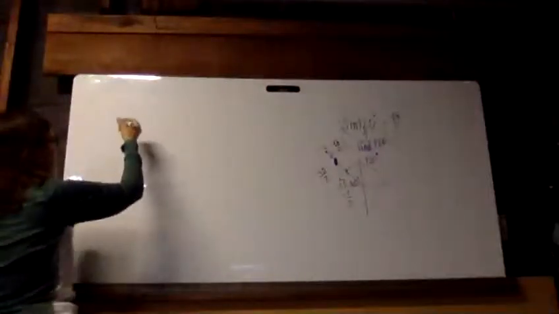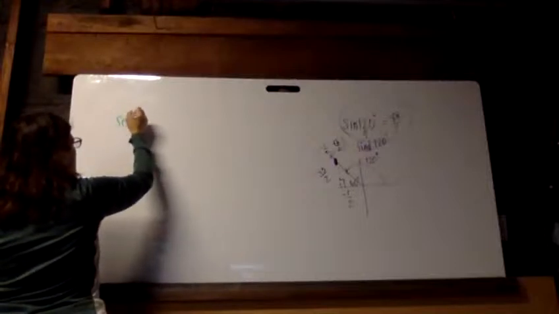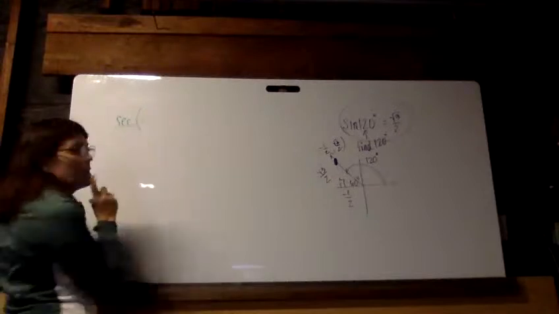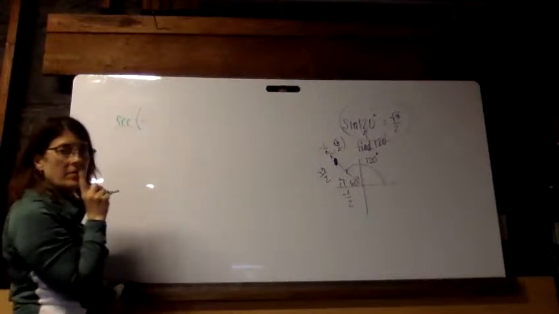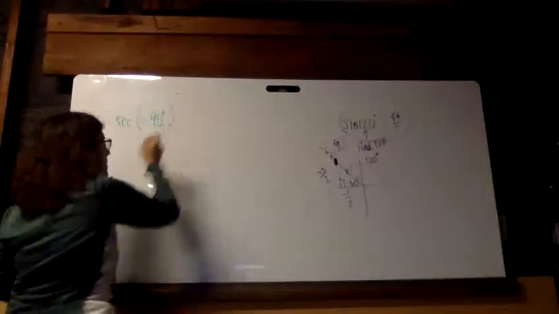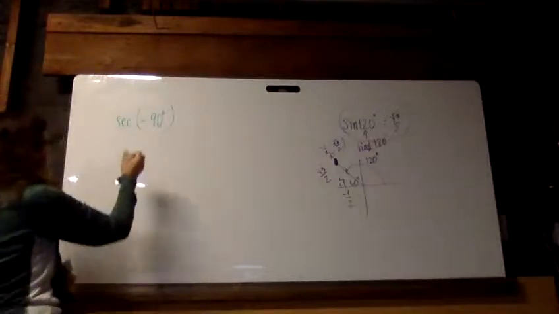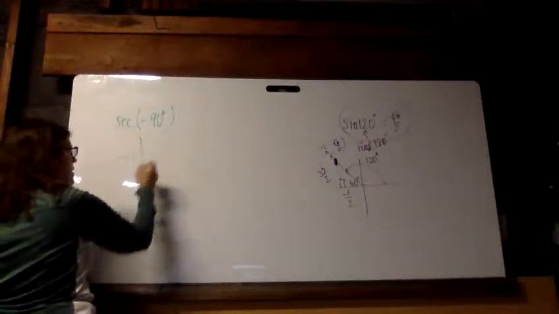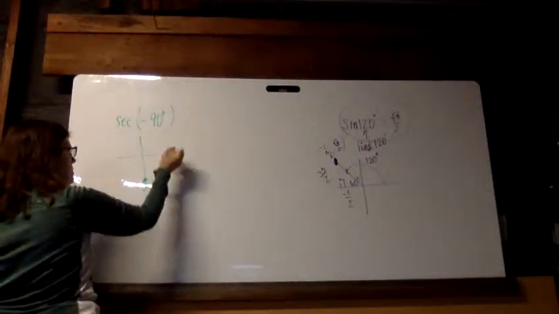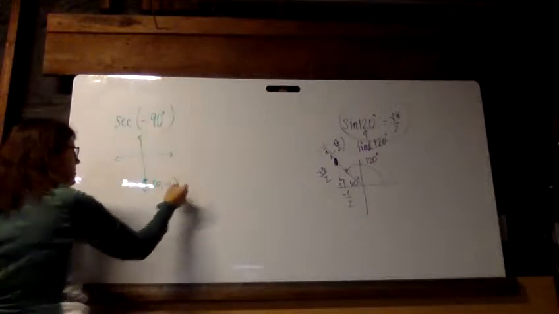How about the secant of negative 90? Okay, so my suggestion to you is find negative 90. That's right here. And this point is 0, -1.